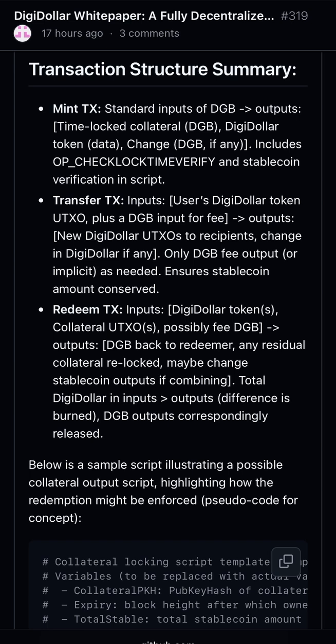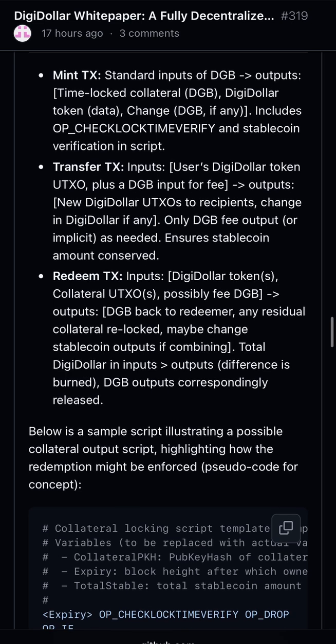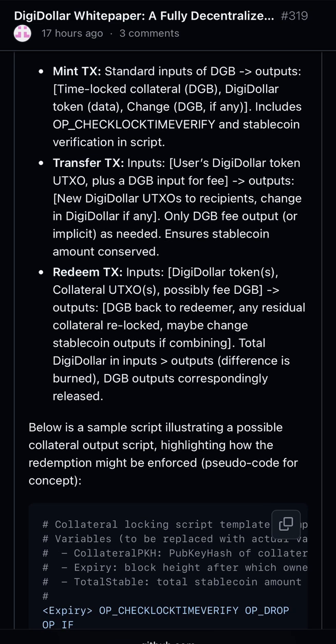Transaction structure summary. Mint TX: standard inputs of DGB; outputs: time-locked collateral DGB, DigiDollar token data, change DGB if any. Includes OP_CHECK and stablecoin verification in script. Transfer TX: inputs: user's DigiDollar token UTXO, plus a DGB input for fee; outputs: new DigiDollar UTXOs to recipients, change in DigiDollar if any. Only DGB fee outputs are implicit as needed.